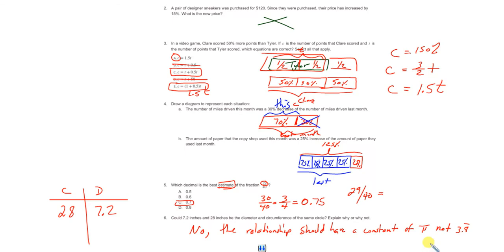Now, I guess it could be if somebody that really stinks at measuring had tried to work with this circle, but it's definitely not a perfect circle. It doesn't match. We should have a relationship where I can multiply that by 3.14 and get it. But it doesn't work here, so I'm going to say no to that.